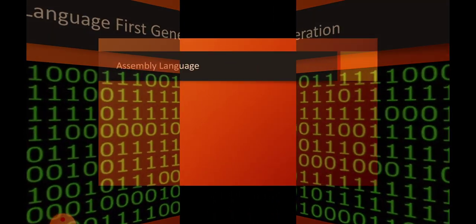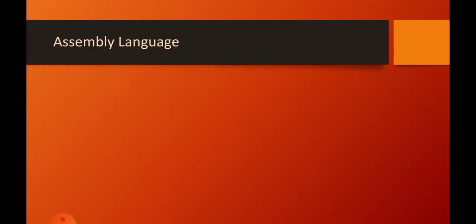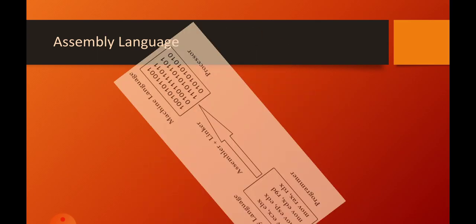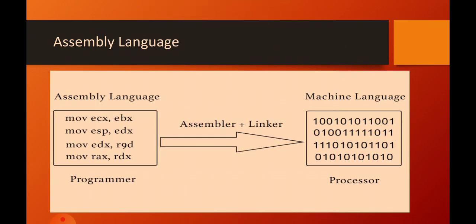Now next is second generation language, that is assembly language. Assembly language uses mnemonic codes or symbols in place of 0 and 1. For example, you can see here MOV ECX, and these are assembly language programming. When we convert it into machine language, it is converted into 101010. You can take a small example. ADD in assembly language is for addition, so it will be 0010 in machine language.